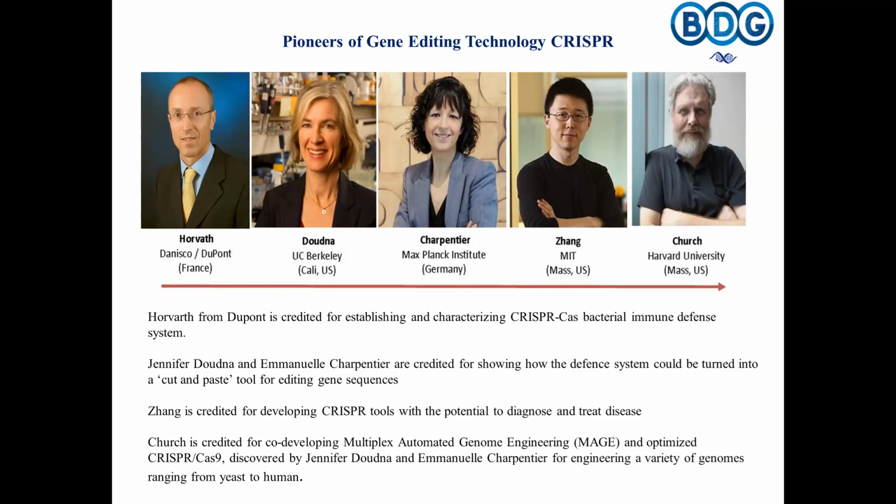Particularly Zhang from MIT was one of the early pioneers to use CRISPR as a tool for developing diagnostic kits against viral diseases, and also to come up with a gene therapy program to treat genetic diseases. CRISPR is very suitable for monogenic diseases, where a mutation in a single gene is responsible for the disease. For example, you told about sickle cell disease, right? This is a very good example.